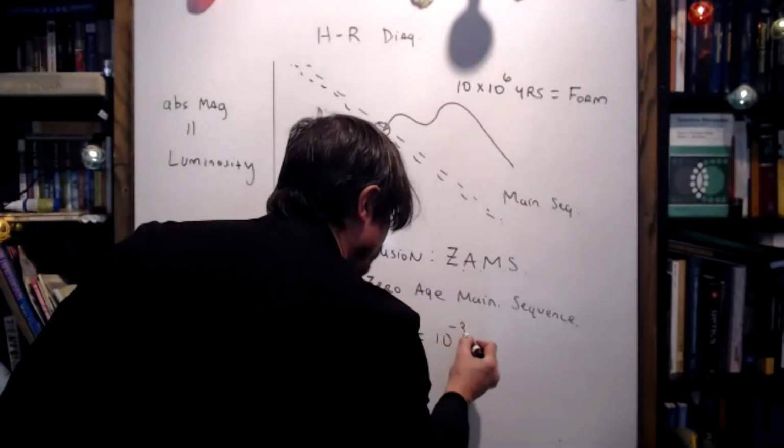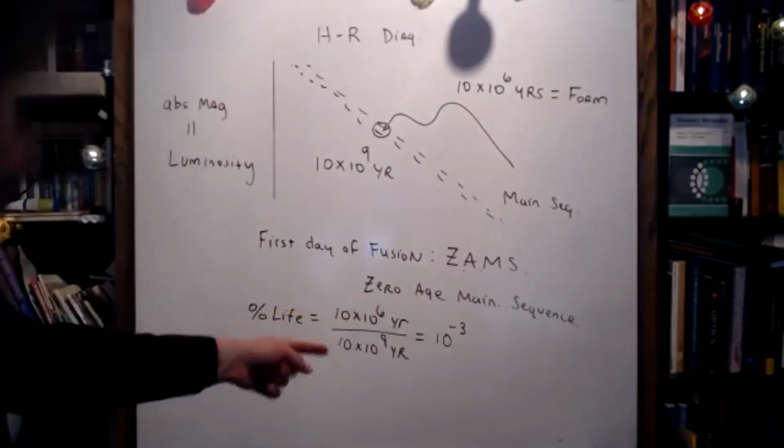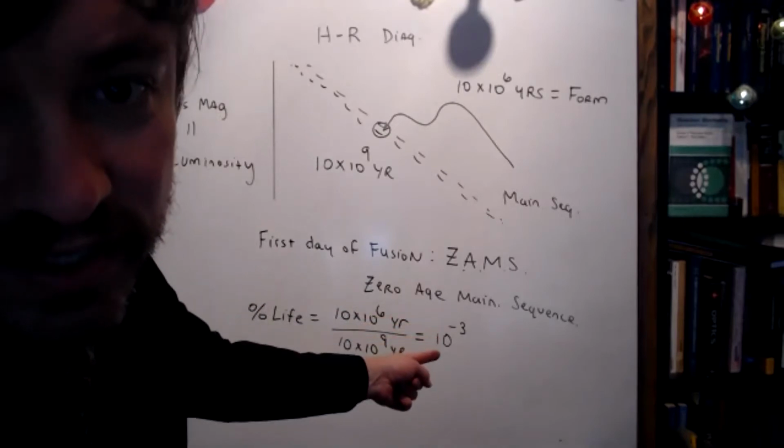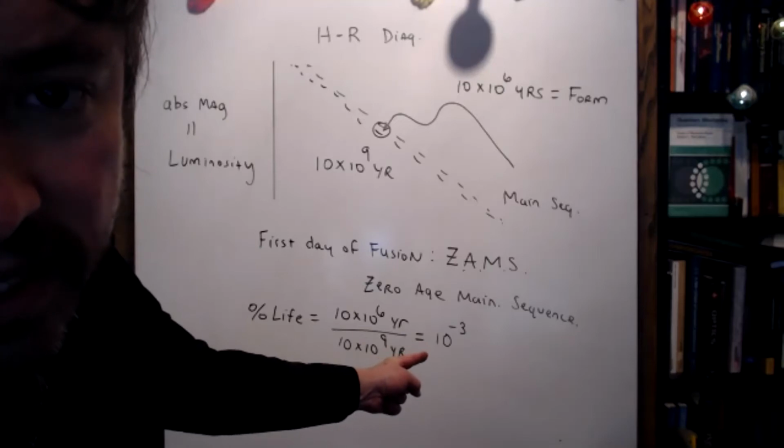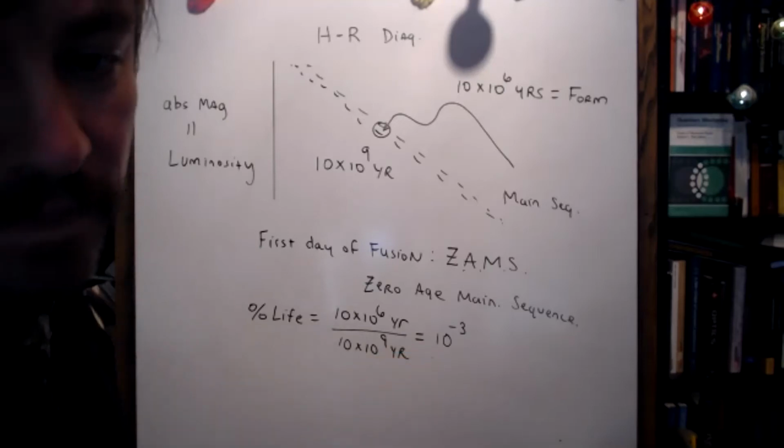Okay, now that you can do that, now that you can do 6 minus 9, congratulations. Now tell me if this is a percentage. What does 10 to the -3 mean as a decimal?